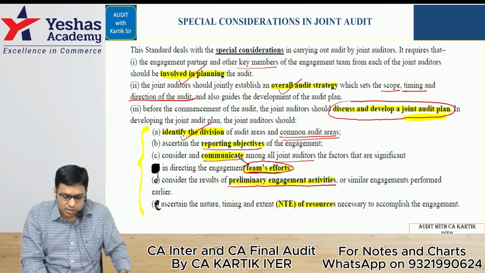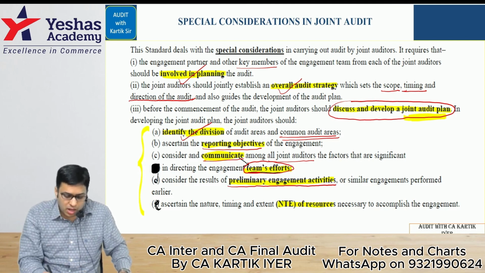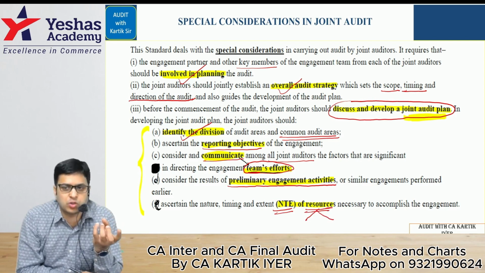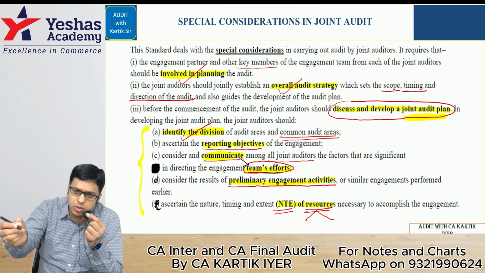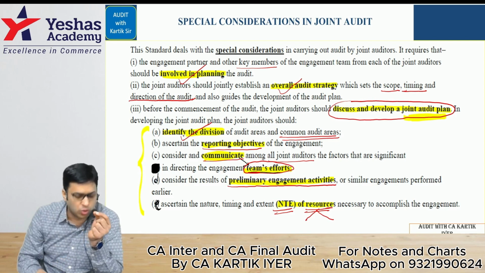Preliminary engagement activities. Before the audit work starts, what should we do? Preliminary engagement activity: nature, timing, and extent of resources. In the class, we made 2 arrows. Human resources, IT resources. We should ensure which resource will be useful, when they'll be useful, and to how much extent we can use that resource. That we should know.